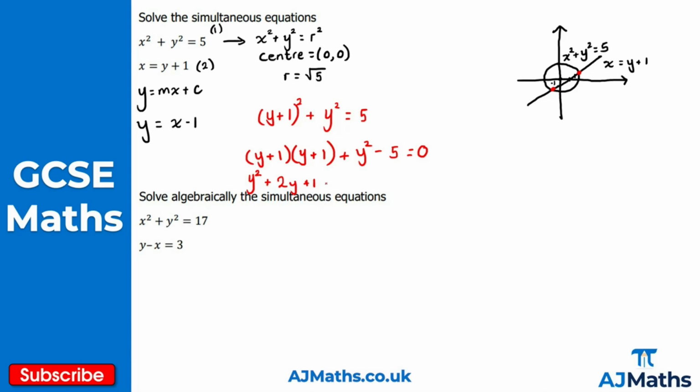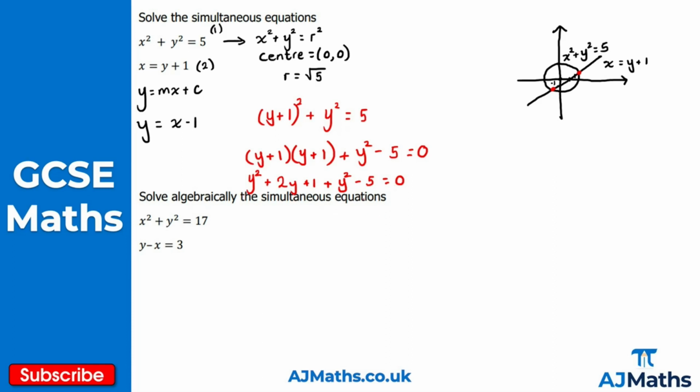Don't forget we've also got y squared here. So plus y squared. We've also got minus 5. And this is all equal to 0. And notice what happens here now: we get a quadratic equation that's in terms of y only. Okay, so essentially we've eliminated the x now.